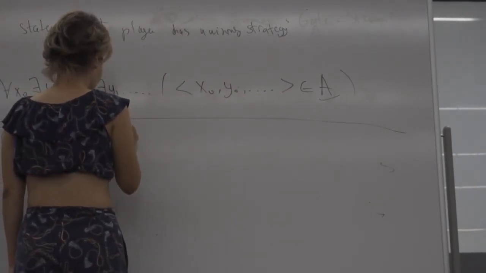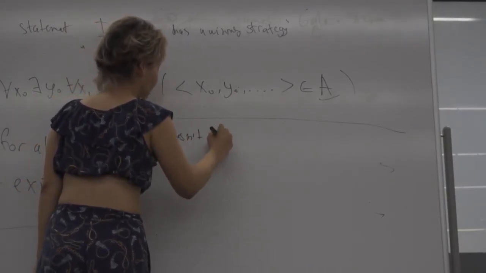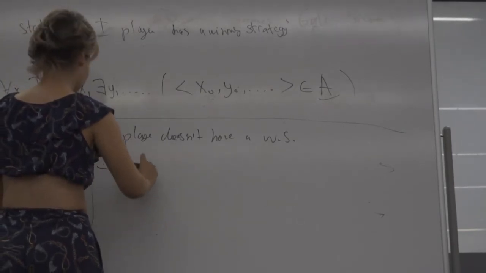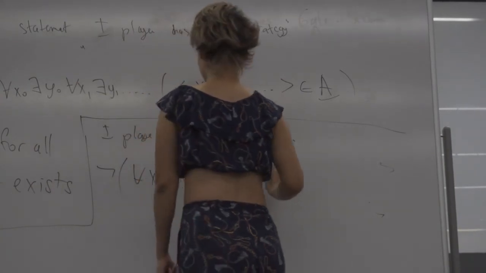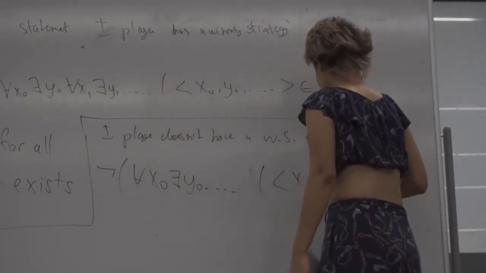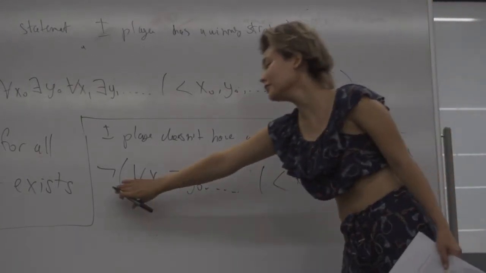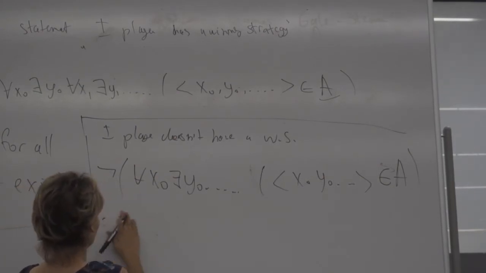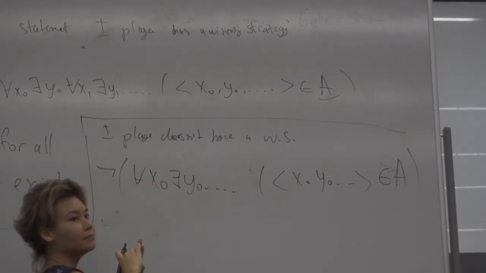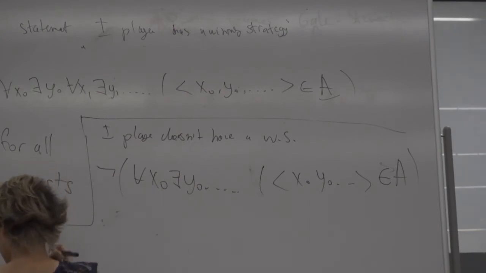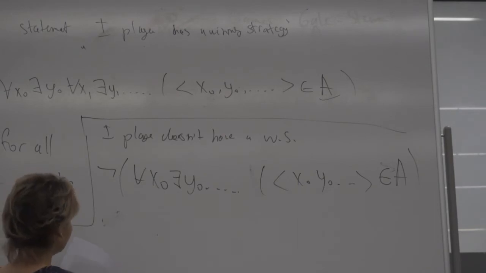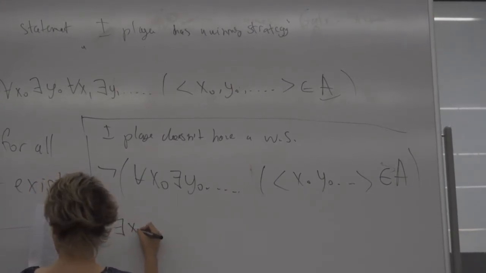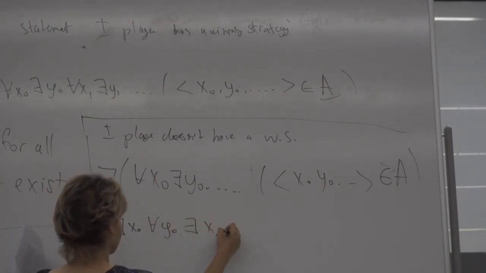And now, first player doesn't have a winning strategy. So this is just a negation of the statement, so we can write the negation. For any x0 there exists... Okay, that's a negation. We're gonna play with it a bit. When you negate "for all," so "not for all," it actually is going to have this statement at the end. There exists such x0 that for every y0 there exists x1 for every y1.